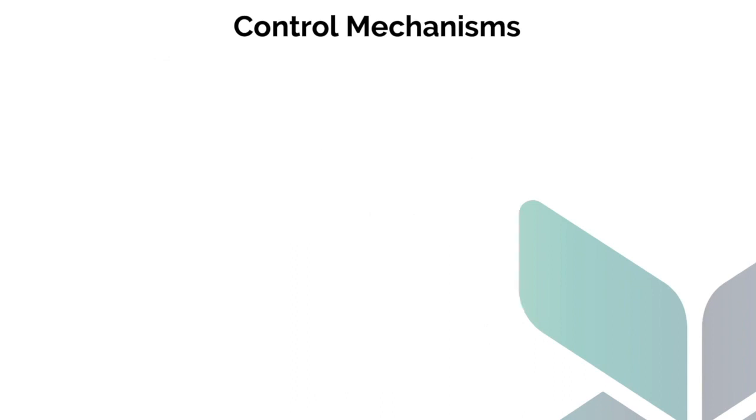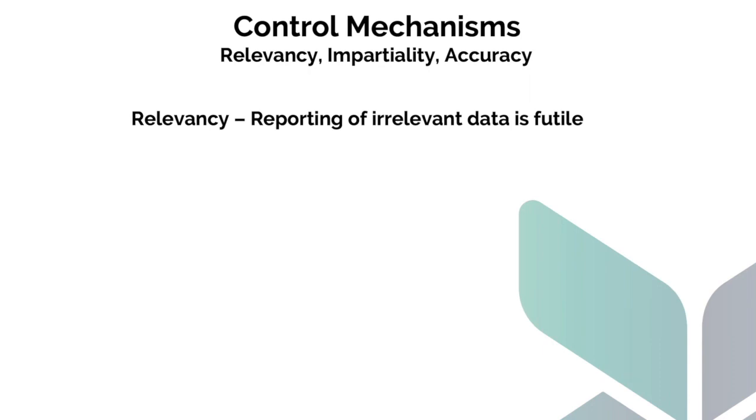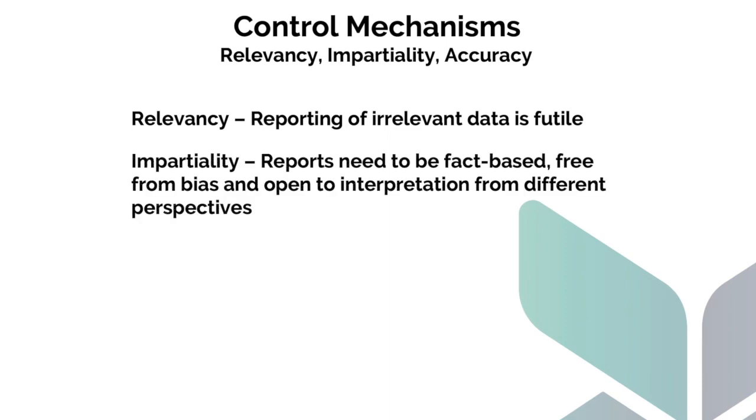So the last control mechanism we're going to look at in this part of the course is reporting, which is, as I said earlier, relevancy, impartiality, and accuracy. So relevancy: there's no point in reporting data if it's irrelevant. You're wasting everybody's time. Impartiality: they need to be fact-based and free from bias, open to interpretation from different perspectives.